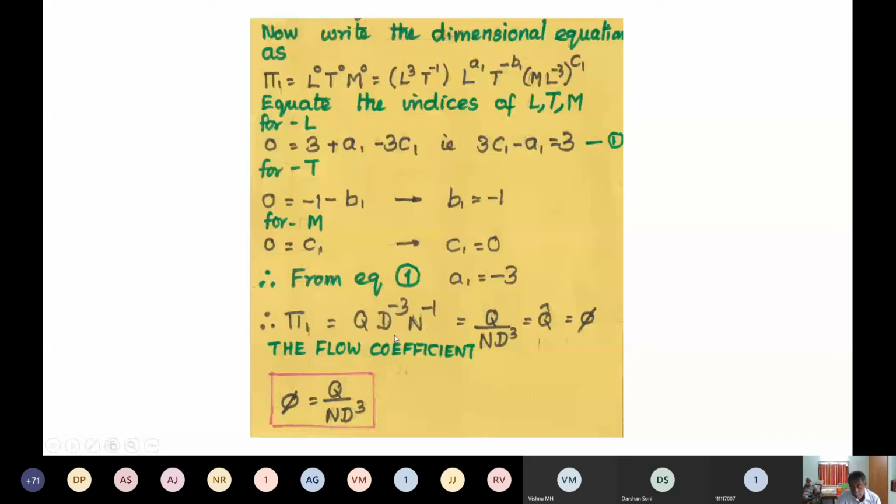power minus 1. Further, it is written as Q divided by N D cube. So we write it as Q over N D cube, which is also called flow coefficient phi. So that phi is equal to Q by N D cube. So this is a non-dimensional term. Okay, it's called flow coefficient.